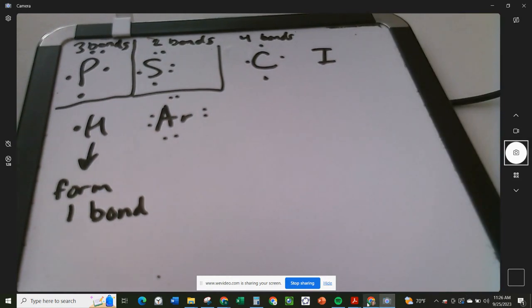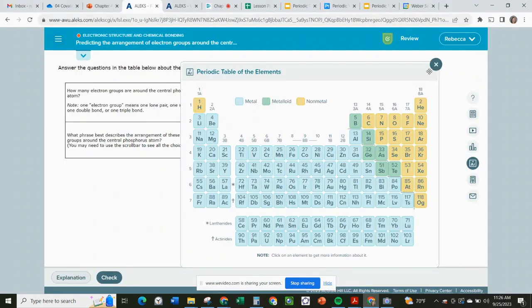And the last one we have as an example is iodine. Iodine is here. Iodine is in column 17 or column 7A. Generally, let's see. We have 7 electrons. 1, 2, 3, 4, 5, 6, 7. Generally, it wants to form 1 bond.